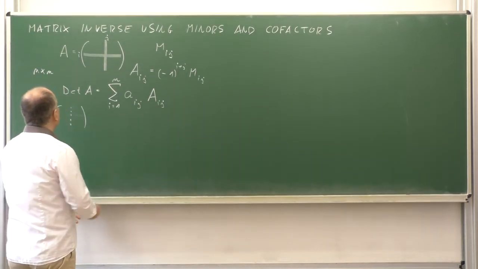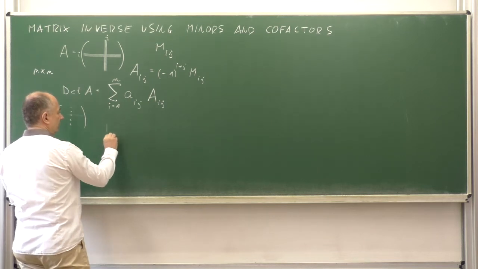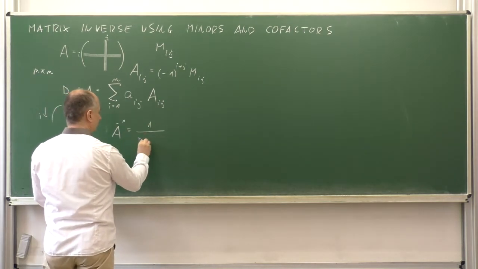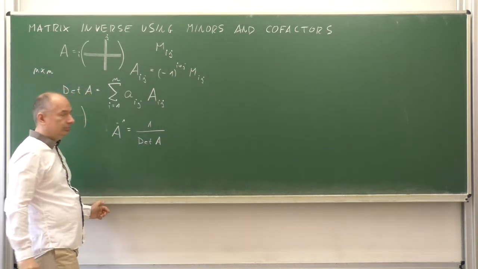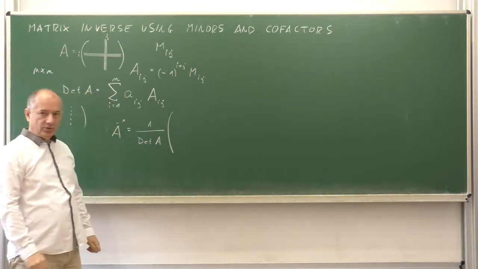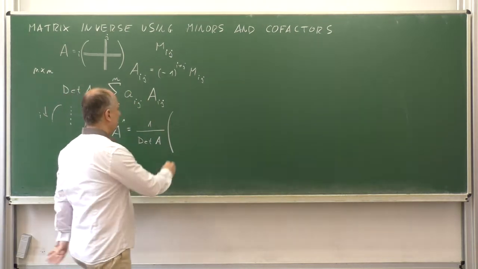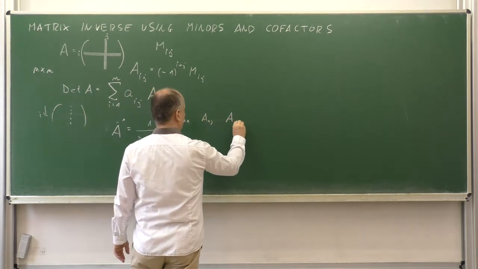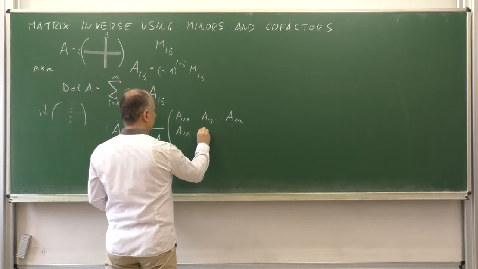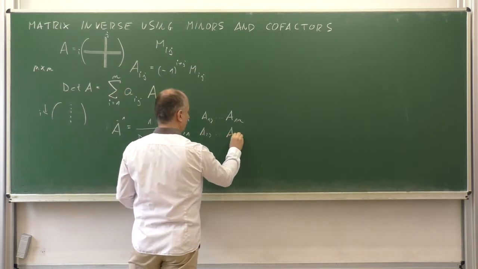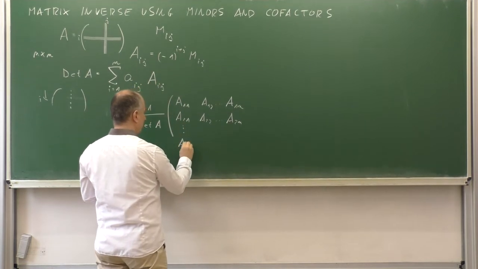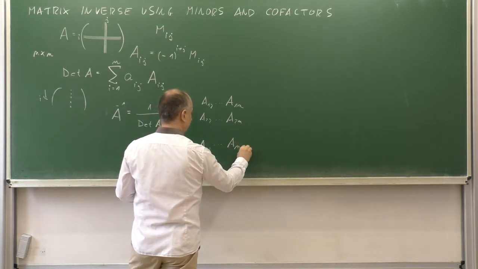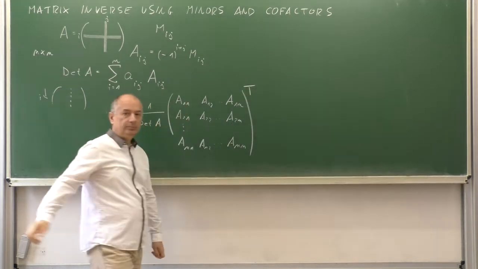Well, the theorem goes that the matrix A inverse can be written as 1 over the determinant of the matrix A, times the matrix that is composed of the cofactors, namely A11, A12, up to A1n, A21, A22, up to A2n, up to An1, An2, up to Ann, and the transpose of that. That's all.